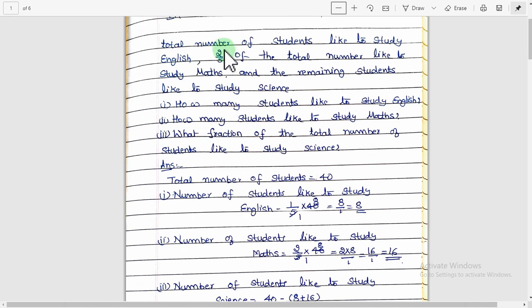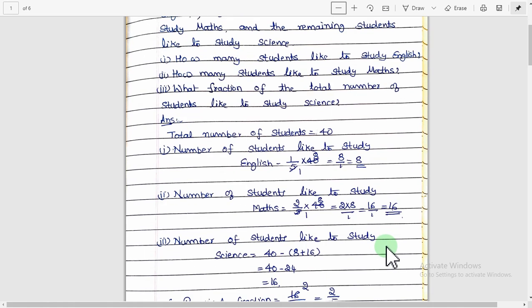Number of students who like to study maths. Here the fraction given is 2/5 like to study maths. So 2/5 of 40, 2/5 part of 40. Simplify this. 5 ones are 5, 5 eights are 40, so 8 into 2. 8 twos are 16, 16 by 1, 16 by 1 is 16. So out of 40, 16 students like to study maths.